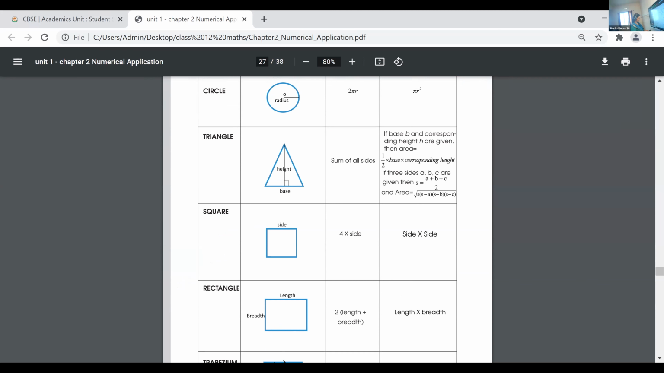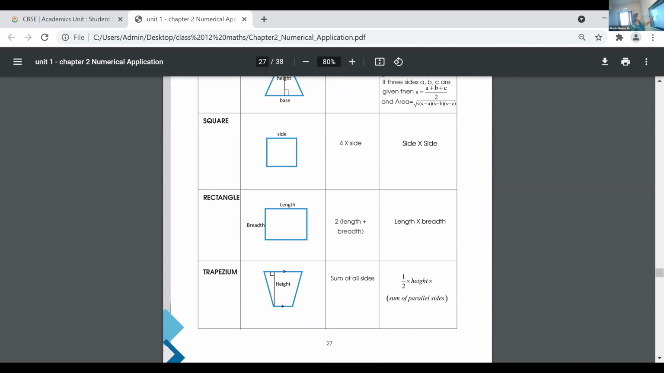And what about a triangle? For a triangle, it is half into base into height, isn't it? If it is a scalene triangle, we use the formula root of s into s minus a, s minus b, into s minus c. And for a square, perimeter is 4 into side and area is side into side, isn't it? And for a rectangle, length into breadth is the formula for area and perimeter is 2 into L plus B.